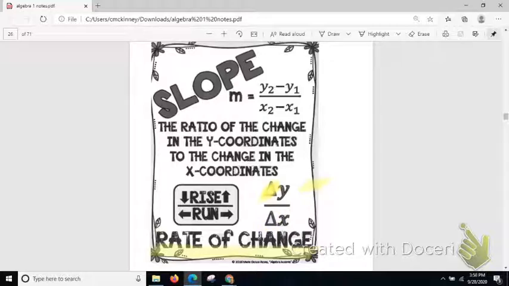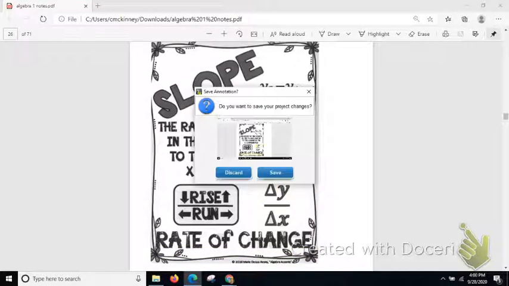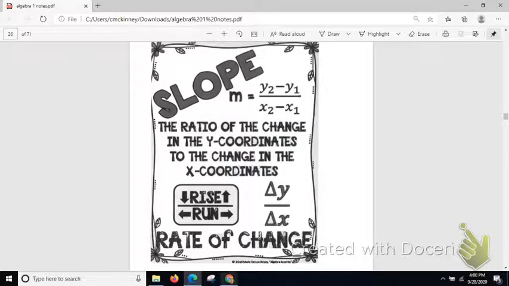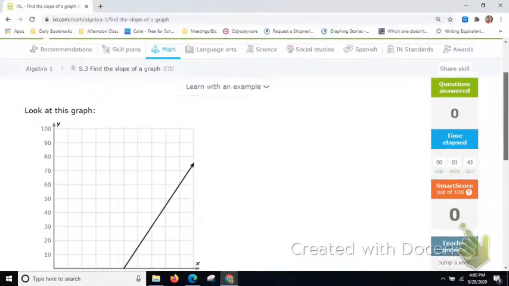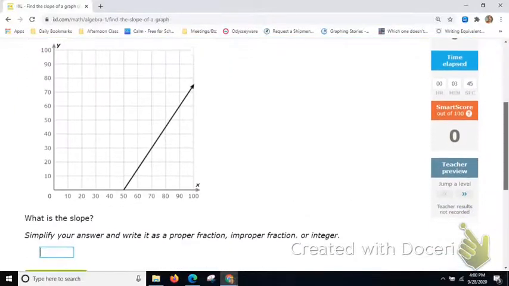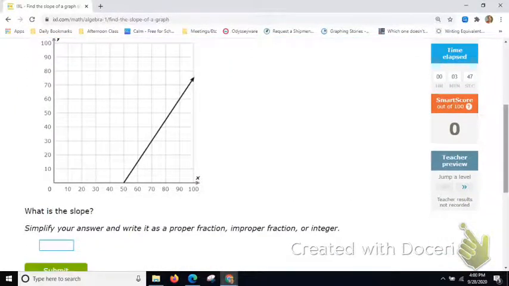All right. So let's look at IXL, and we're going to be in the S's. We're going to be camped out in the S's pretty much the rest of the week, if I recall correctly. And this is S3, finding the slope of this graph.